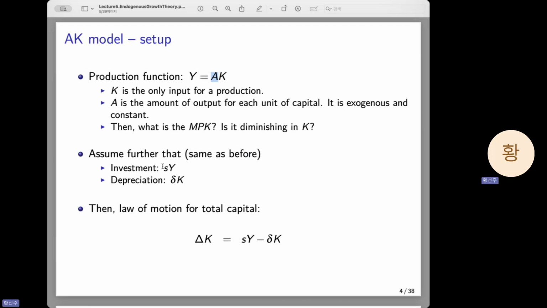So investment is given by S times Y. Depreciation is given by delta K. So the law of motion for capital is like this. Changes in capital is equal to the difference between investment and depreciation.